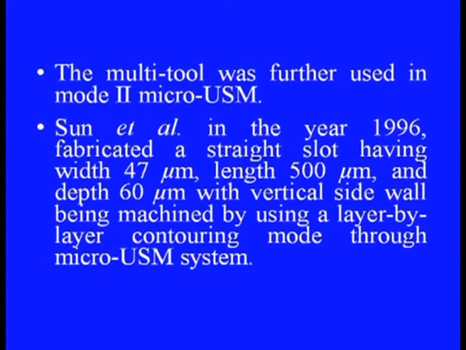Sun et al. in the year 1996 fabricated a straight slot having a width of only 47 micrometer and length of 500 micrometer with a depth of 60 micrometer with vertical side wall, machined by using a layer by layer contouring mode through a micro USM system. This is considered to be one of the first attempts of using this micro ultrasonic machining.